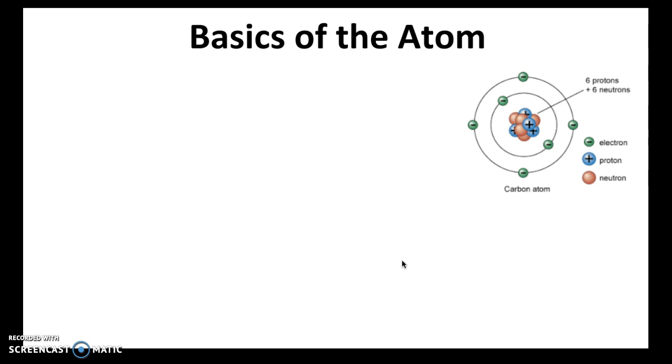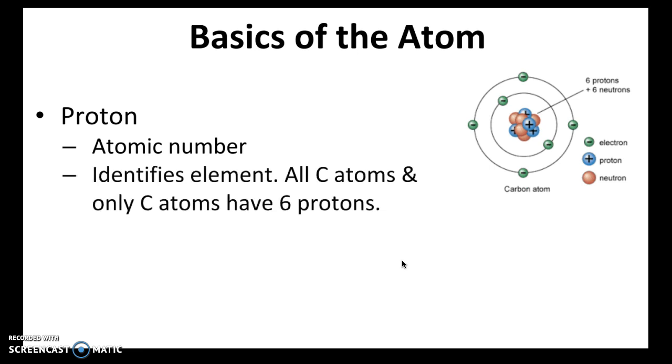Okay, so now that we've talked about the subatomic particles, there are still some other basics of the atom we should know. First off, the proton number is equivalent to the atomic number found in the periodic table, and you probably remember that from before. The other thing that's super important is that the proton is what we use to identify an element. That is to say that all carbon atoms and only carbon atoms have 6 protons. So if you see an atom with 6 protons, you know it's carbon.